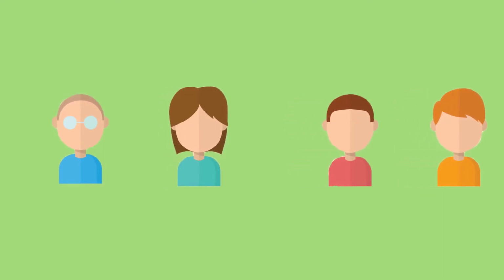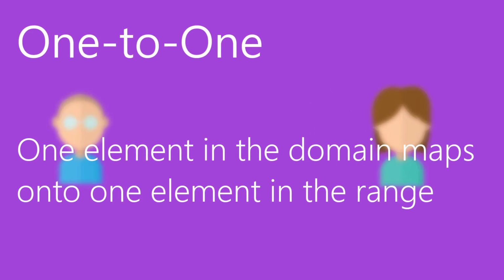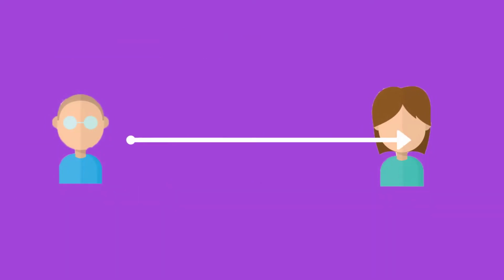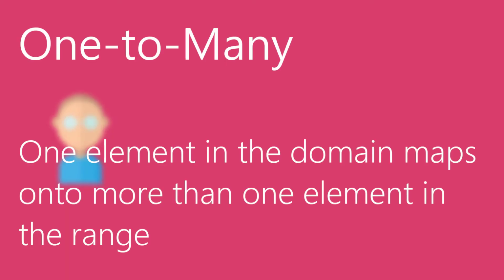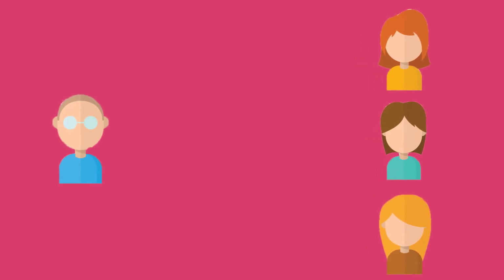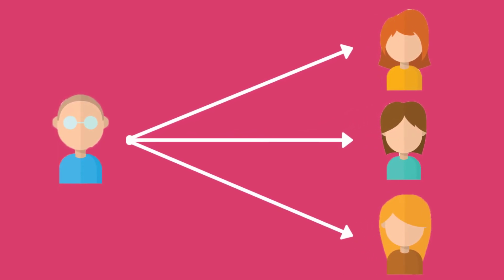The first is the one-to-one relationship, and what it means is that one value or element, we call them elements, in the domain maps onto one element in the range. It's kind of like how a marriage works, where one husband takes one wife. A one-to-many relation, though, is where one element in the domain maps onto more than one element in the range. That would be like a marriage in a different culture, where one husband would take more than one wife.